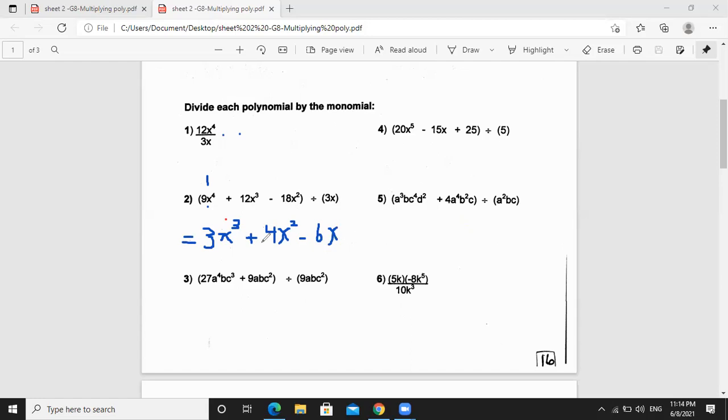Okay, any other question? Yes? What if they are not like terms with 3x? We will keep it the same.